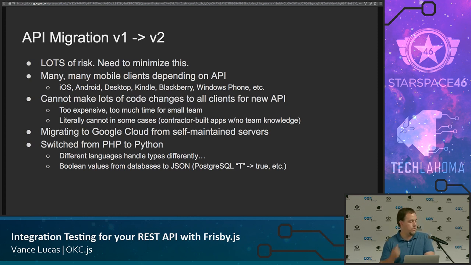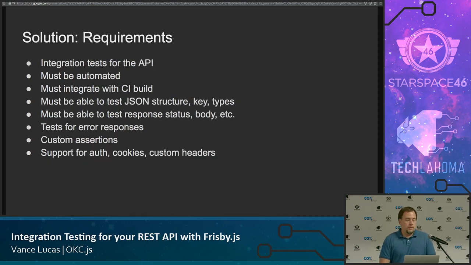One of the ones we ran into was Boolean values coming from Postgres were strings, like capital T and capital F, and not actual Booleans. So that was one of the things we ran into that broke the API during this that Frisby helped catch, or an integration test against the API helped catch. So the requirements were, we needed an integration test for the API. That was really the solution.